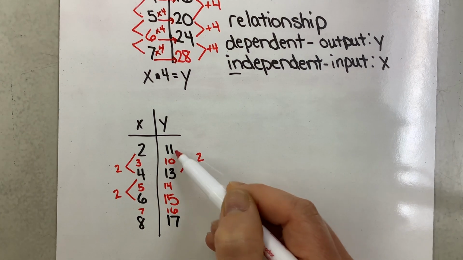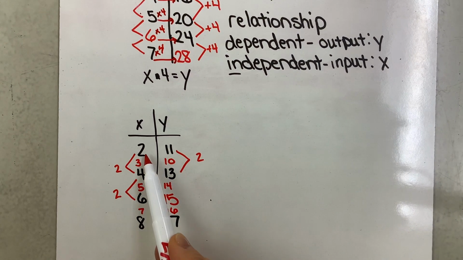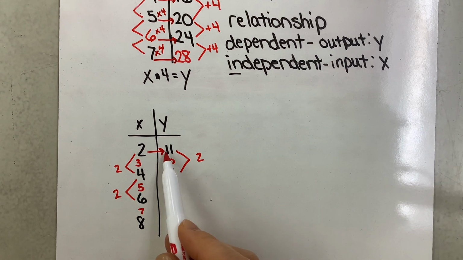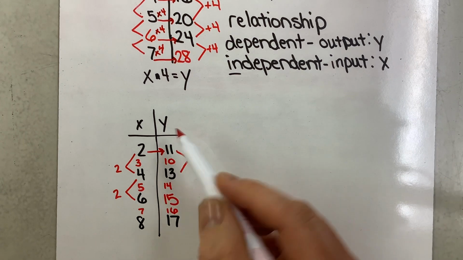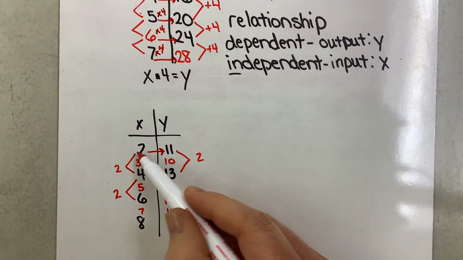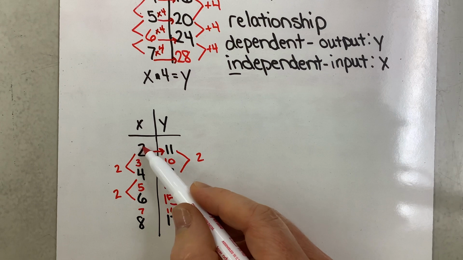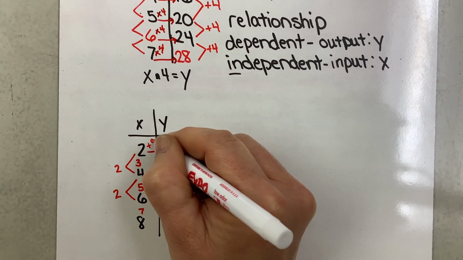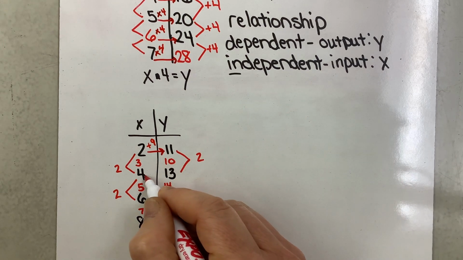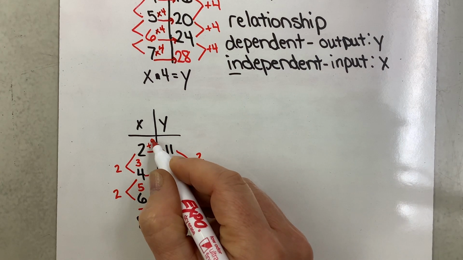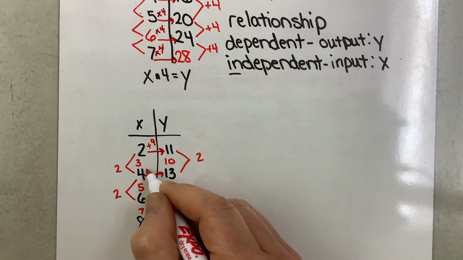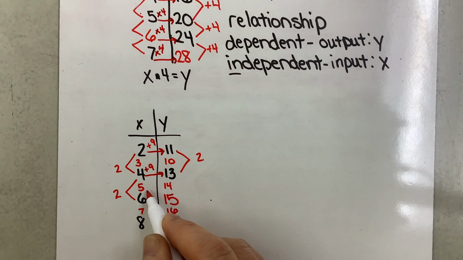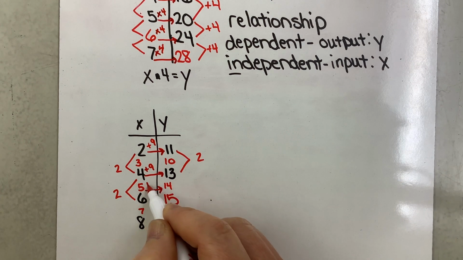Okay, so yes, they're going up, but they're going up by 1. When I look this direction, did it go up by 1? Well, not really, right? So I'm going to try a different method this time. If I take 2 plus what is going to give me 11? Well, that is 9. All right, let's try the next one. 4 plus 9. Does that give me 13? And yes, it does. And we could even try 5 plus 9.